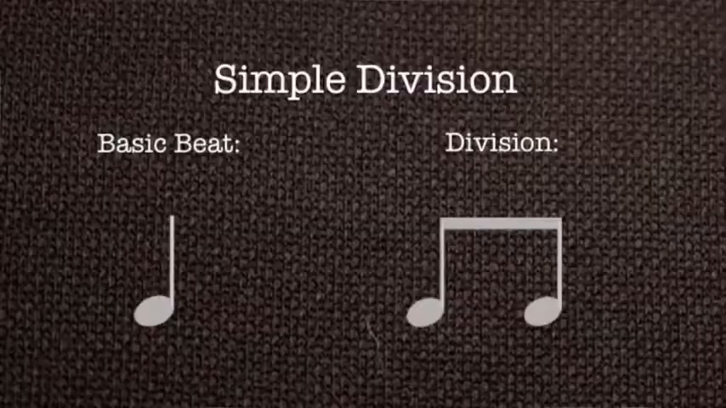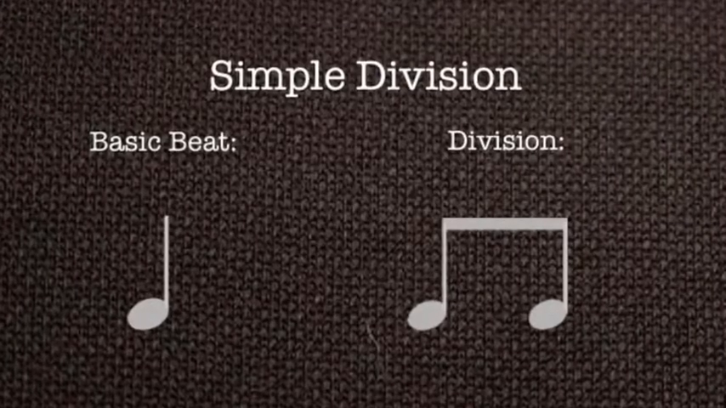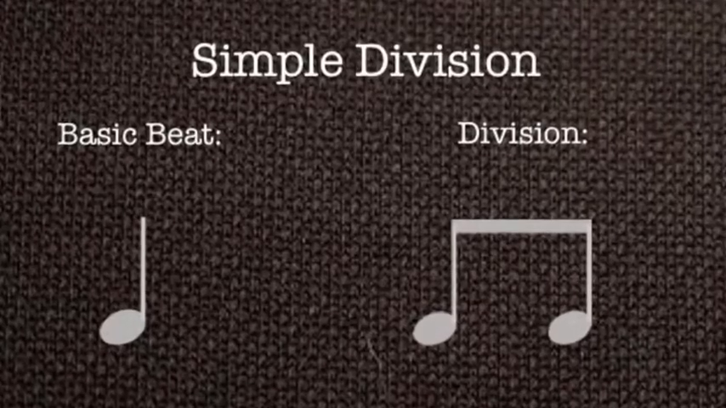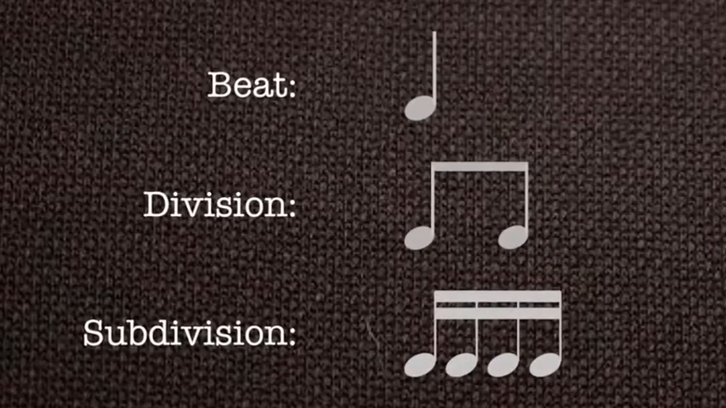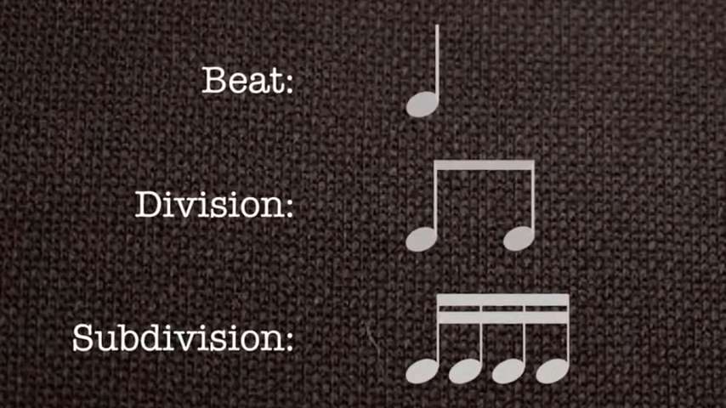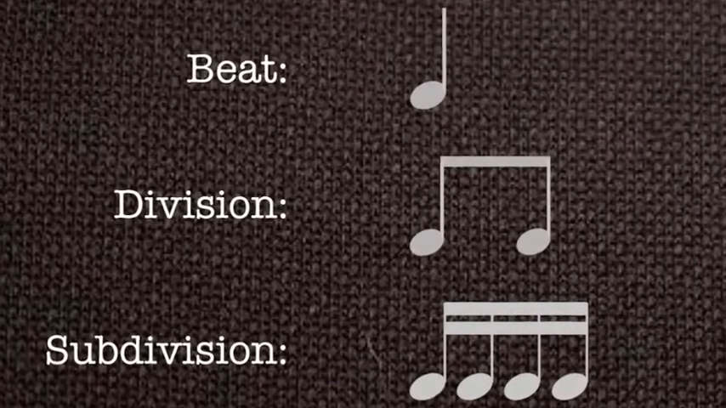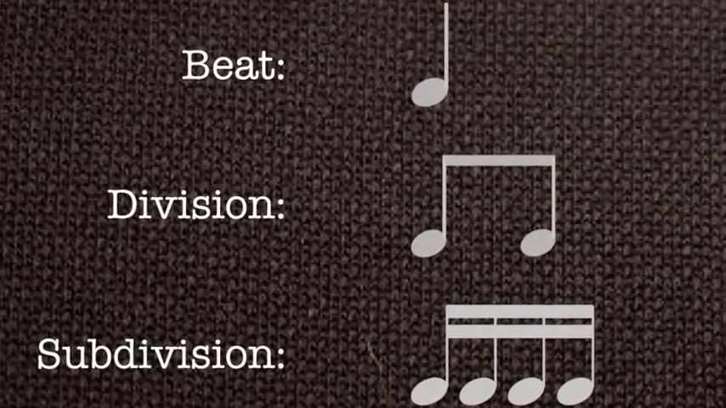We've talked about simple and compound beat and division. Today we're going to keep things simple and just stick with simple division. So remember, simple division is when your beat can be divided into two parts. That usually means a quarter note being divided into two eighth notes. Subdivision is the next level down below division. So if we have a beat that's divided into two parts, it is subdivided into four parts.